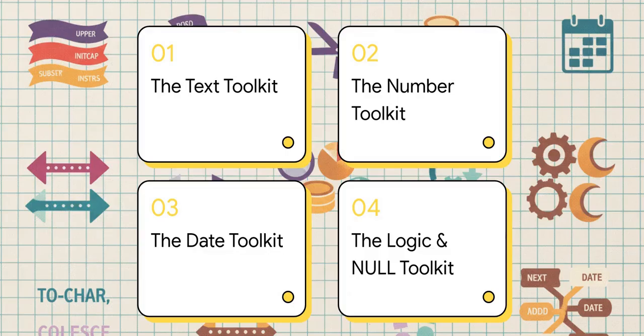So here's our game plan for this explainer. We're going to break down the 4 essential toolkits you really need to get a handle on. We'll start with text, then jump over to numbers, then dates, and we'll wrap up with the really critical functions for handling logic and those super tricky null values.